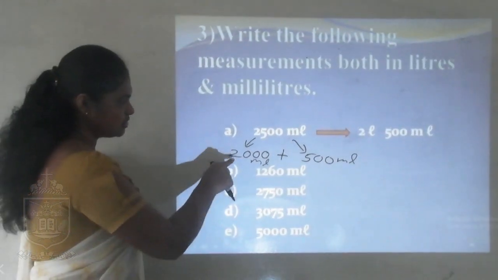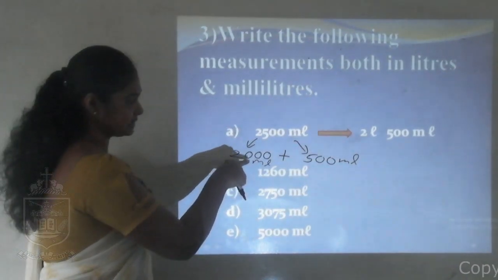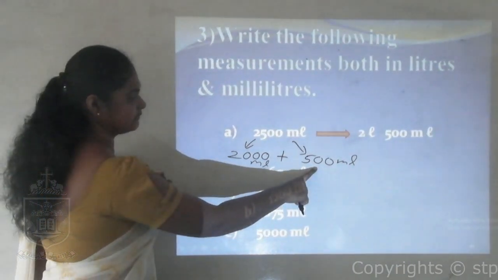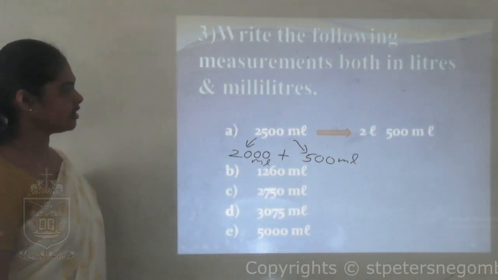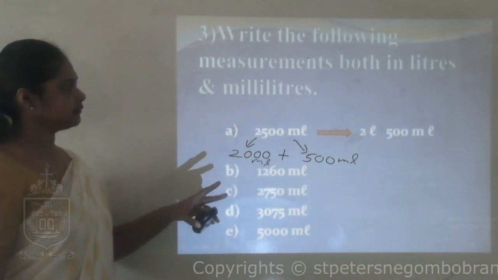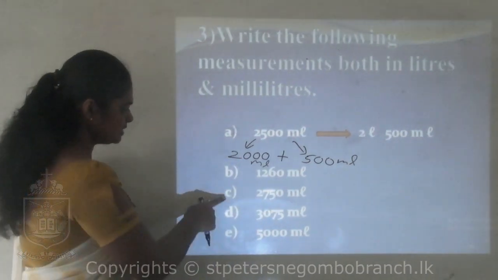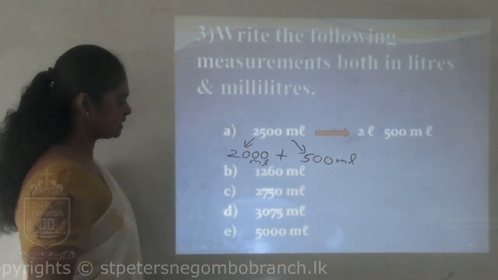Why? There are 2000s here. When you divide 2000 by 1000, you get 2 liters. And the remaining 500 will remain as 500 milliliters at the end. That's how you get the answer properly. Okay. Now let's move on to the B, you can do. We'll do the C. Question number C.